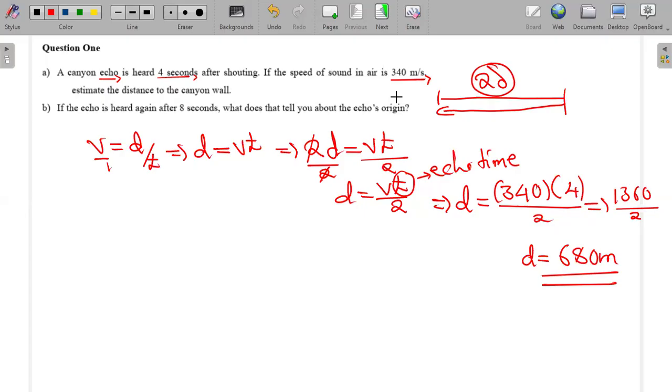After understanding the science of sound waves and an echo, the way an echo behaves, we are now supposed to show our understanding by answering question B, because they're asking us to say, you've already heard your first echo after 4 seconds. Now, after 8 seconds, what happens? You hear another echo again. What does that tell you about the echo's origin? So do you have any idea about that one?